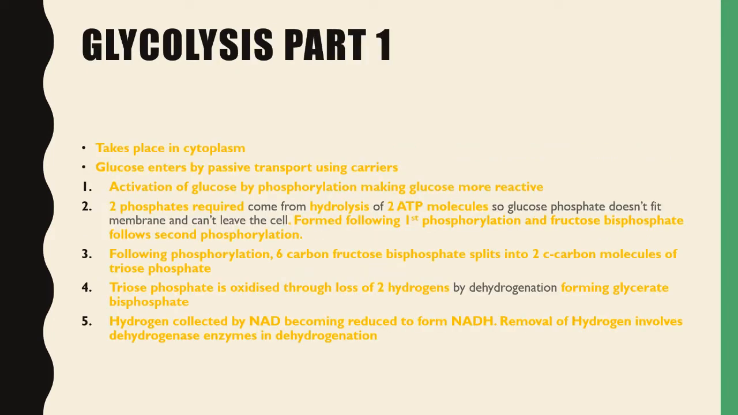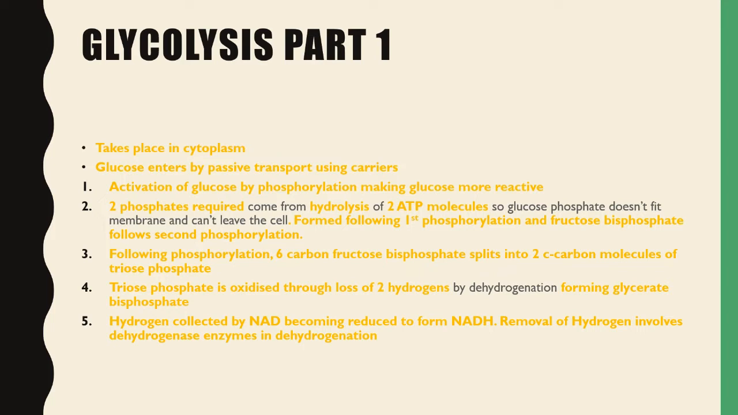So glycolysis then, let's go through the theory of glycolysis. It takes place in the cytoplasm, and glucose will enter by passive transport using carriers. The activation of glucose by phosphorylation makes glucose more reactive, and 2 phosphates are required to come from hydrolysis of 2 ATP molecules. Therefore, glucose phosphate will not fit the membrane and can't leave the cell.